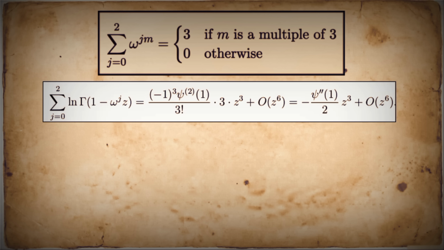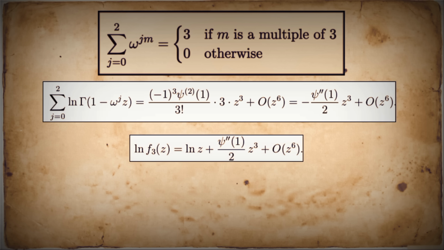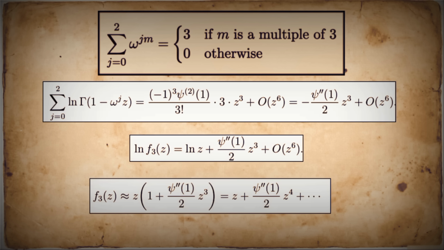Extracting the degree 3 term from the Taylor expansion of the logarithm of gamma, substituting the three roots of unity, multiplying by the factor of 3 from the filter, and simplifying the factorials, the coefficient of z cubed in the combined logarithm is -1/2 times the second order polygamma at 1. Exponentiating and extracting the z to the fourth coefficient from the function, the analysis side gives the coefficient of z to the fourth as 1/2 times the second-order polygamma at 1.